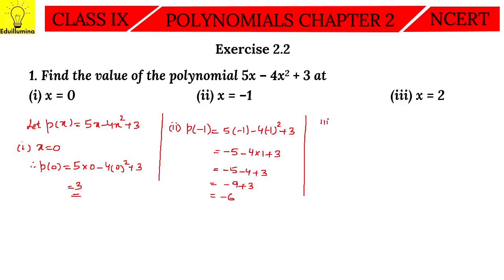And the last one, x equal to 2. So therefore p of 2 will be equals to 5 into 2 minus 4 into 2 square plus 3. 5 into 2 10 minus 4 into 4 plus 3. 10 plus 3 is 13 minus 4 into 4 16. So 13 minus 16 is minus 3. Okay.